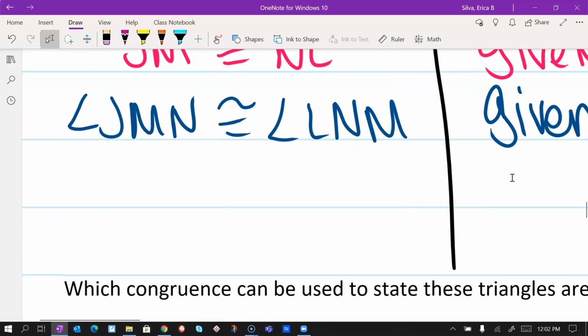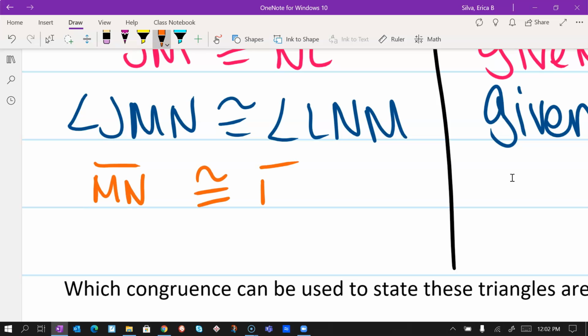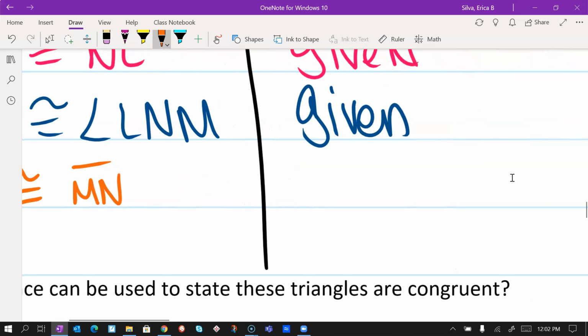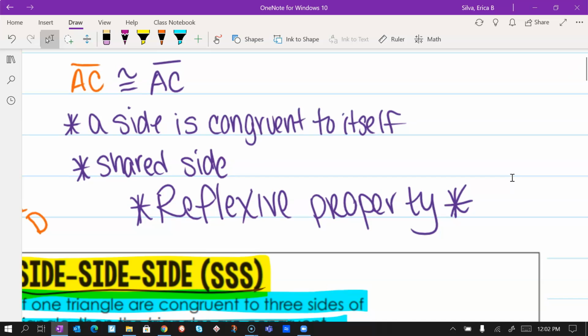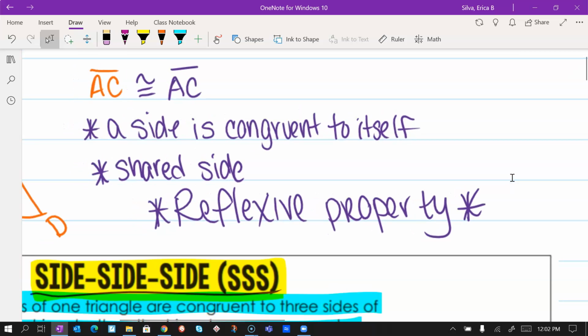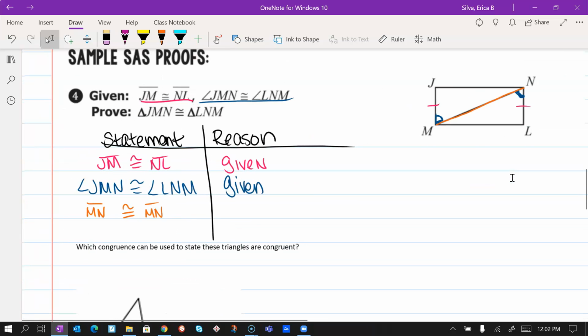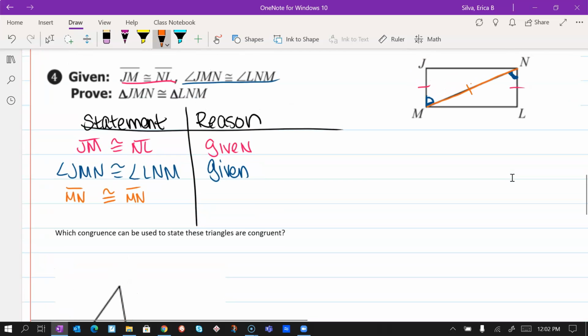So we can say MN from one triangle is congruent to MN from the other triangle because of what property? We can say that they're congruent to themselves because of the reflexive property, right? So now this segment is congruent to itself. So we can say that they're equal to each other because of the reflexive property.